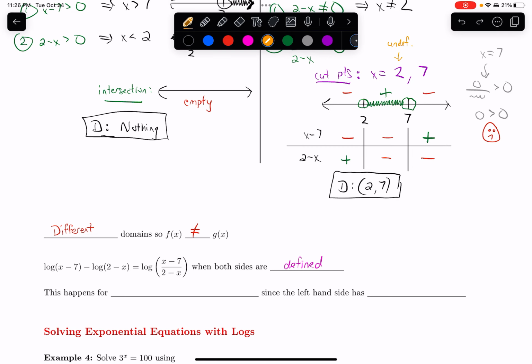So this happens for no values of x. They're actually equal for no values of x, since the left-hand side, that's this one, has no domain. If there was some domain here, then I would look for which x values work in both. What x values satisfy both of these intervals?